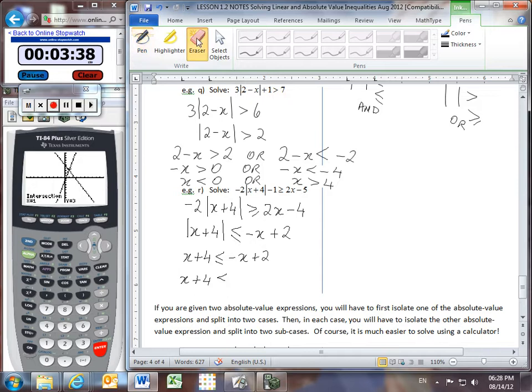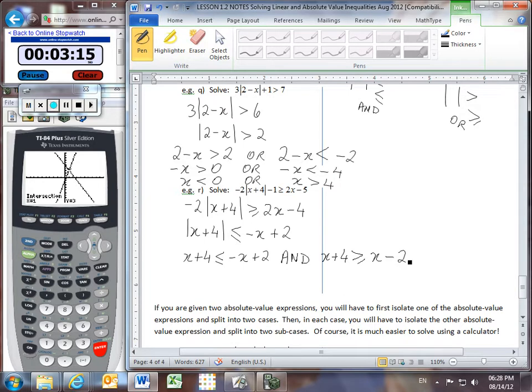let's do this again. I've already written my first case. My second case then, x plus 4, let's switch the sign of the inequality, and we'll take the negative of the right-hand side. That's the negative of the negative x, positive x, and the negative of the positive 2, negative 2. Alright, let's continue.